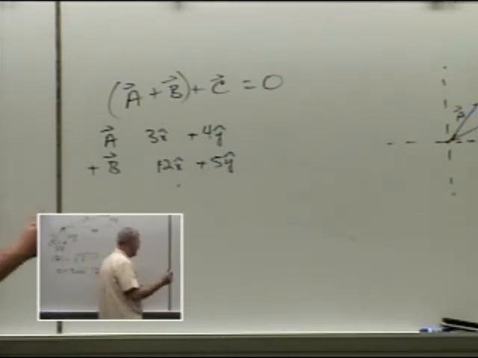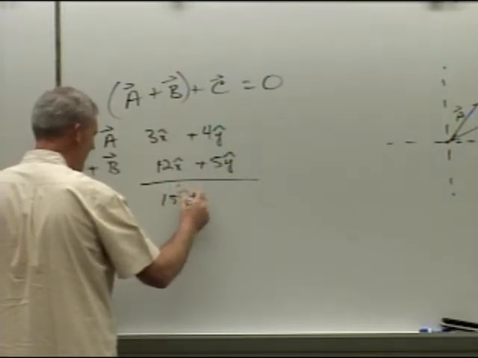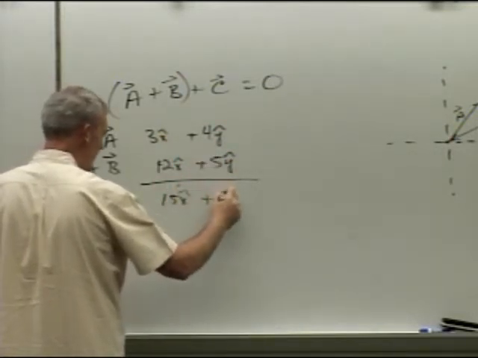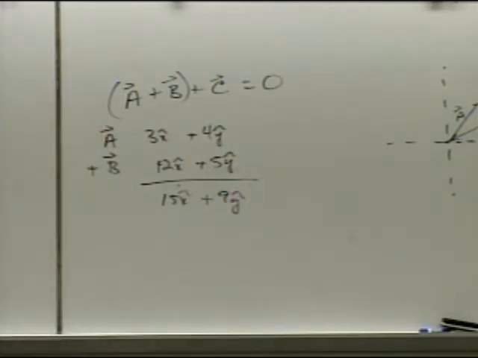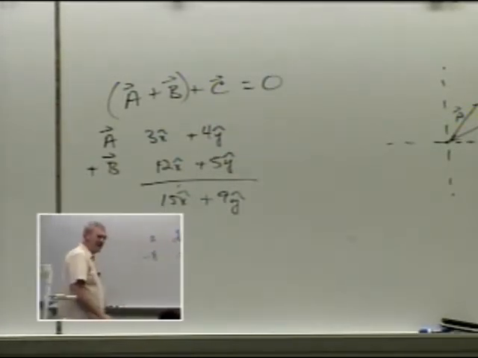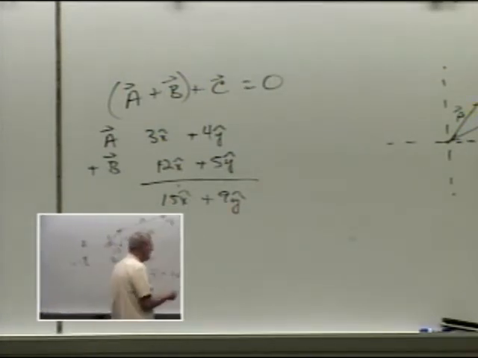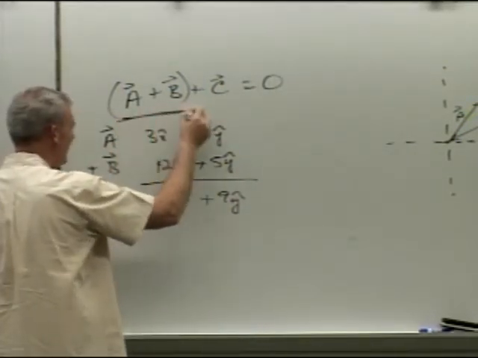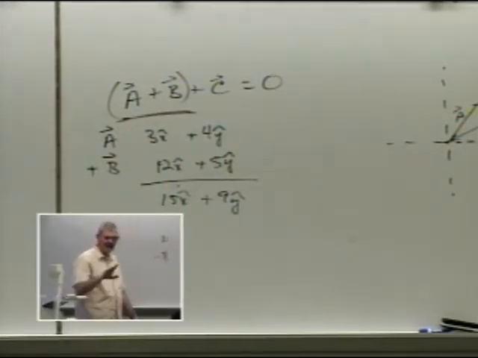So to take A plus B, all I got to do is add these puppies up, and I get 15x hat plus 9y hat. There it is. Oh, Mary's jumping the gun. All right, that's good. She's going, now, wait a minute, you're not done. Right. All I did was this right here. That's all we got done so far. Okay? And now Mary's ready to go. She's going, hey, wait, I want to get home. I'm tired of this.